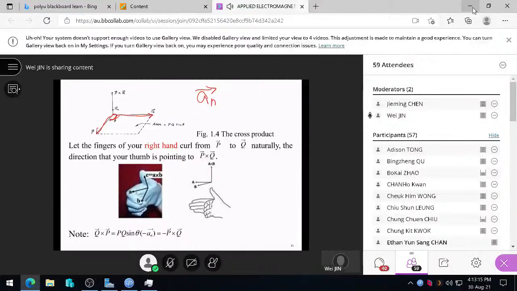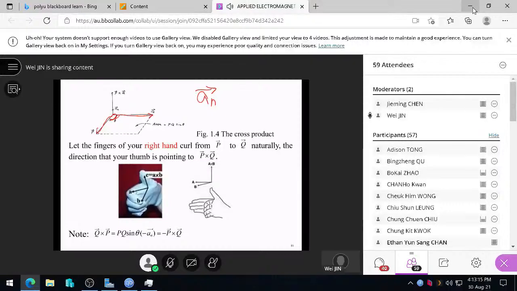Now, for the vector cross product, you can see here I'll show you the vector cross product of the unit vectors. If the two vectors are parallel to each other, the same unit vector or parallel vectors, the cross product is always equal to 0, because the angle between the two is 0, sine theta equals 0.